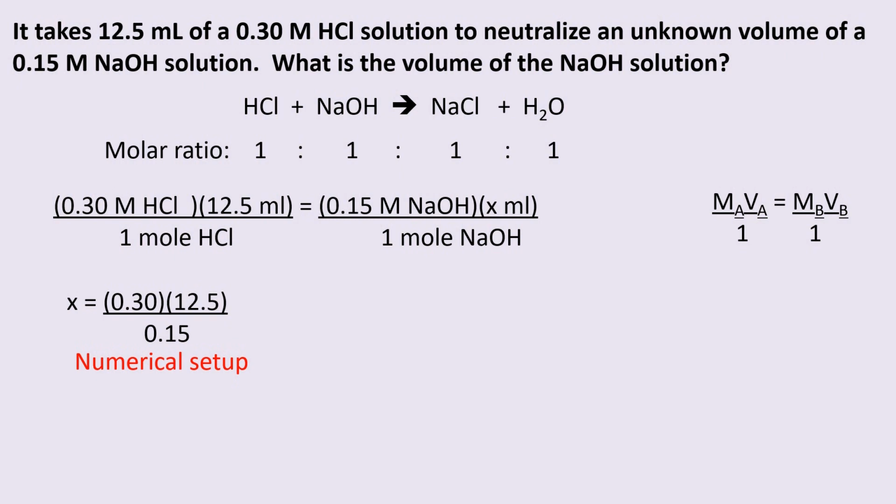X is equal to 0.30 times 12.5 divided by 0.15. This once again represents the numerical setup. And the answer will be X is equal to 25 milliliters of NaOH.